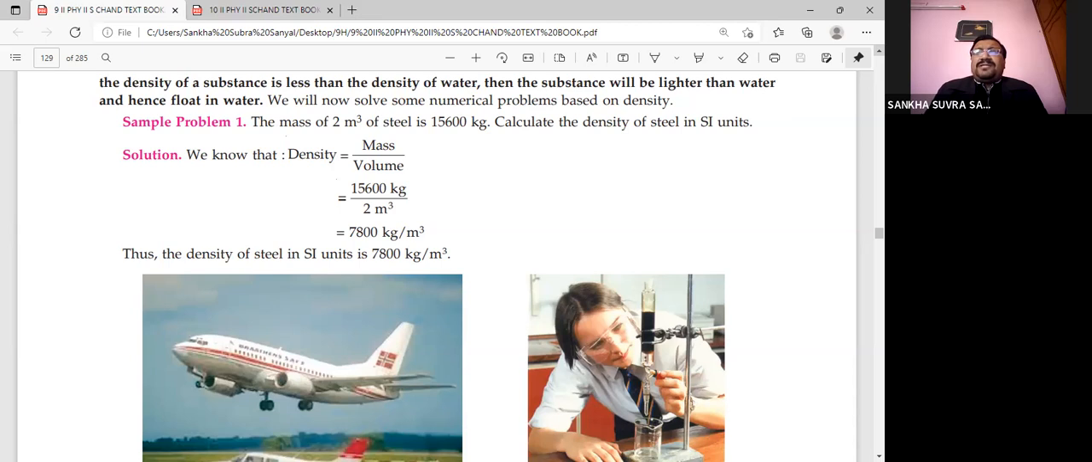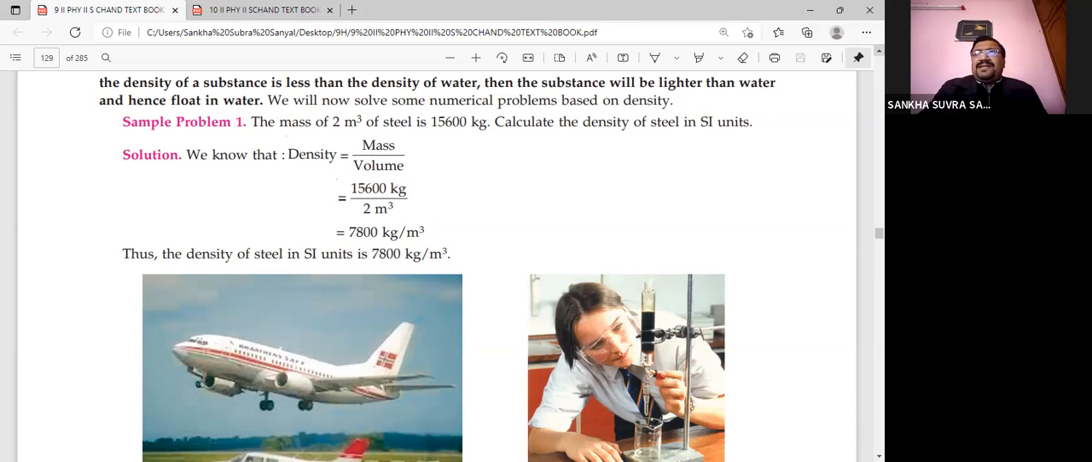So we are asked to find the density in the SI unit. What should I be writing? I'll be using the formula density is mass by volume, put these values in, and I would find that the density of steel is around 7800 kg per meter cube.